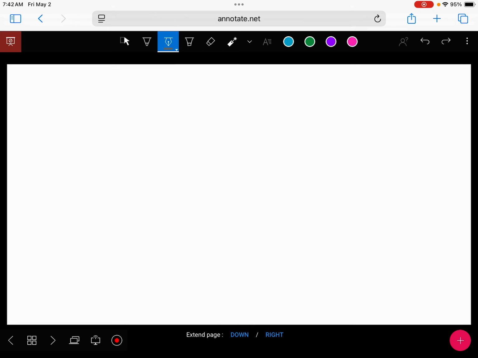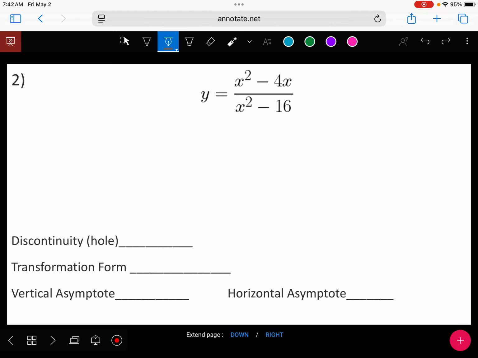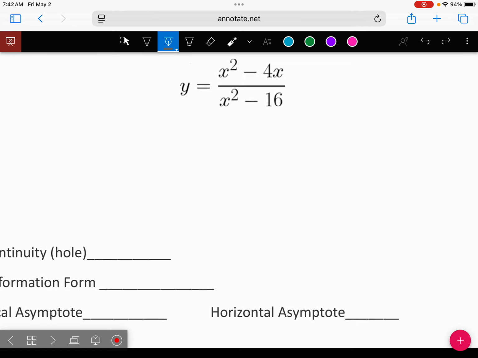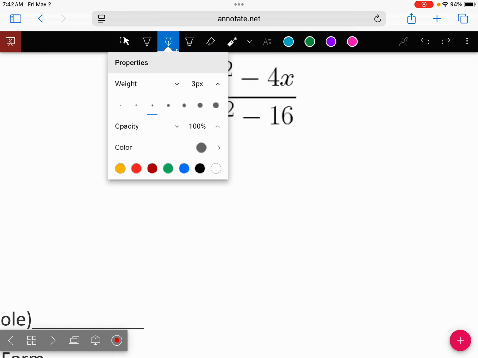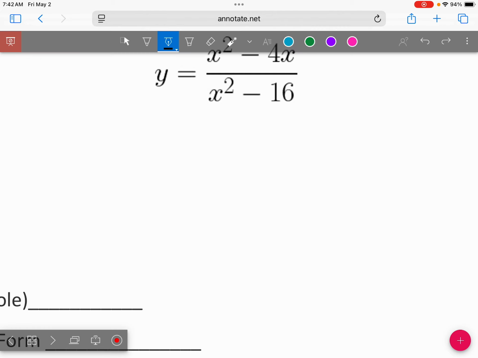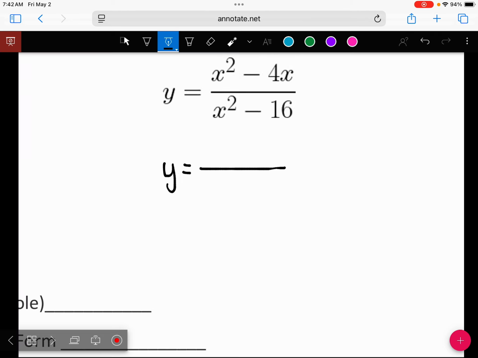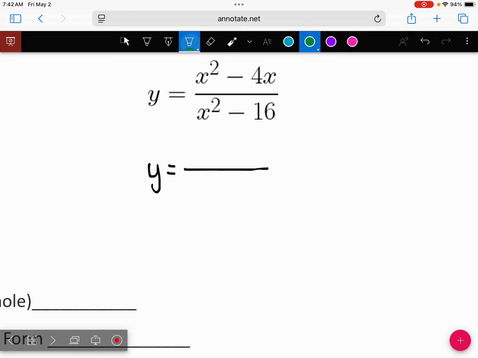Okay, let's practice it again. Let's look at number 2, next page, page 18. We have x squared minus 4x over x squared minus 16. What should we do first? Factor. Which one are we going to look at, our numerator or our denominator first?